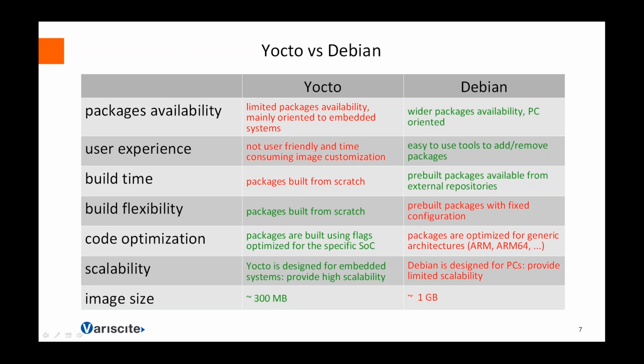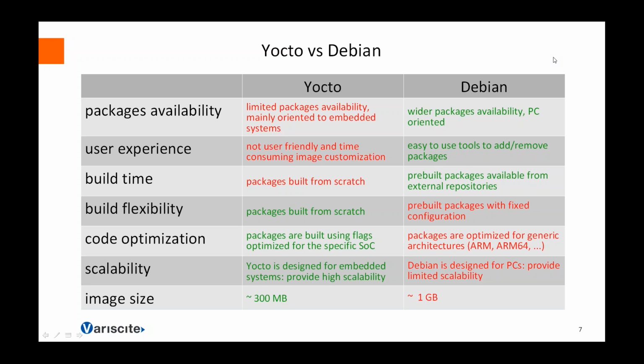Another important aspect is the scalability. Yocto is designed for embedded systems, so it aims to be very, very efficient and very, very compact. You can usually have a reasonable file system in 300 megabytes, but Debian is mainly for PC. It's much more usable maybe, but the target is not less than 1 gigabyte of disk space. In our case, eMMC.